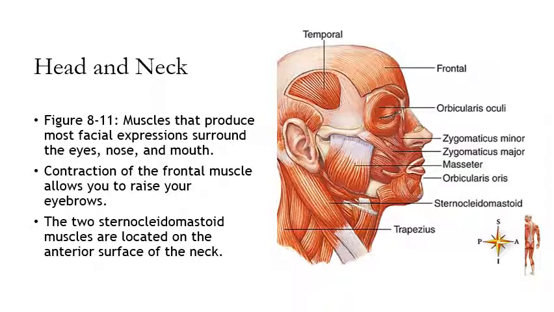Okay, this is a nice picture of where everything is. So contraction of the frontal muscle allows you to raise your eyebrows. The two sternomastoid muscles are located on the anterior surface of the neck. So look down and you'll see that the sternomastoid muscle is the one that goes right around your neck on the sides.